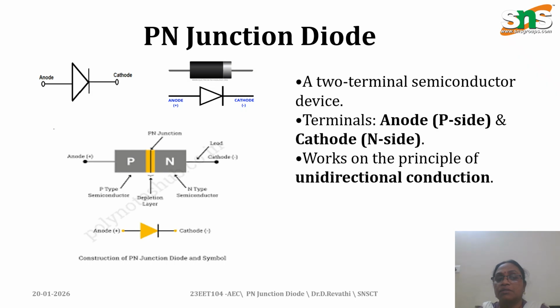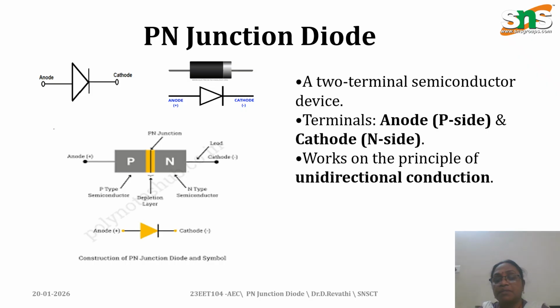Then we normally draw the symbol. It has two terminals: one is the anode terminal and the other is the cathode terminal. The anode terminal we draw as a triangle shape, and the cathode terminal as a line. Joined together with the two terminals, we can draw the PN junction diode symbol. In this diagram, the yellow color is the PN junction region, where the P material and N material are joined together, forming a junction.